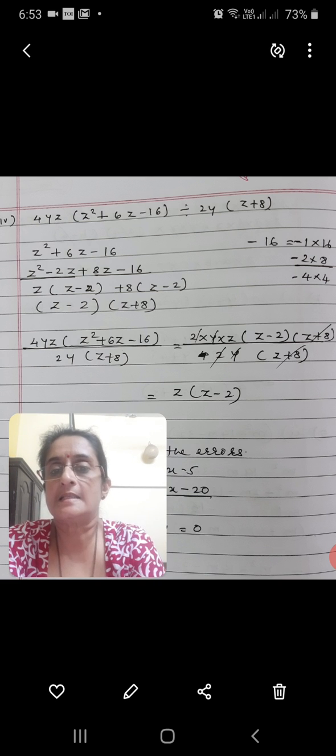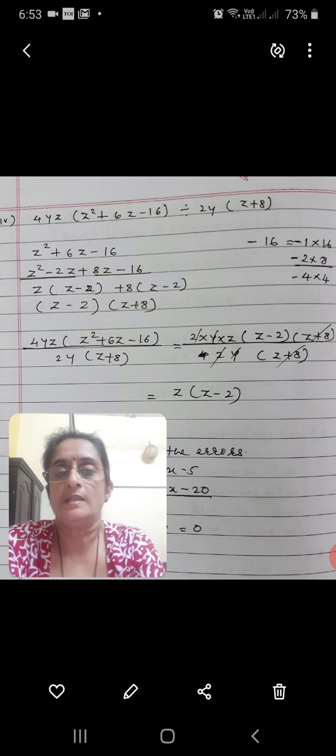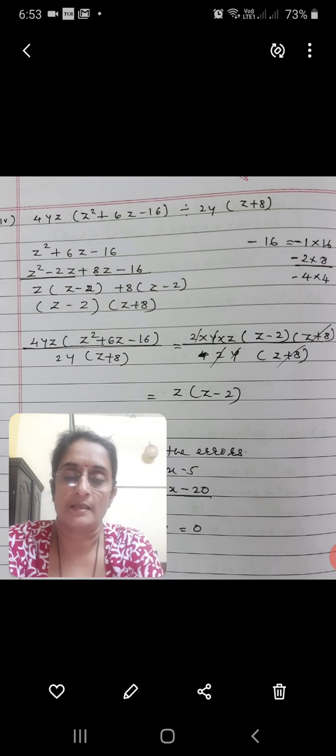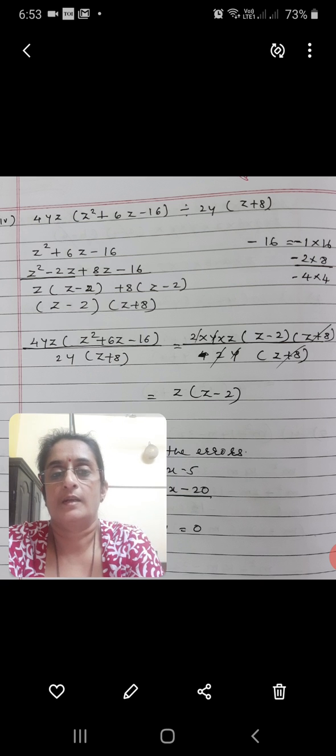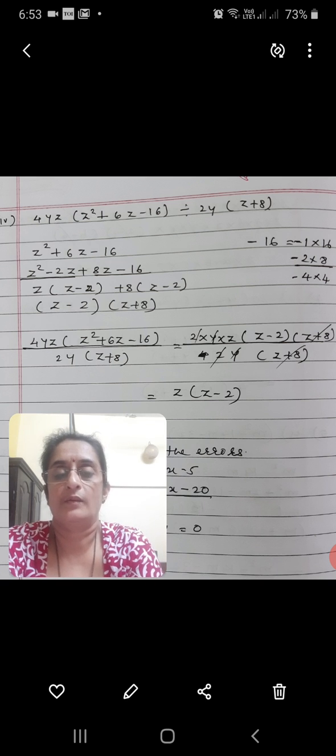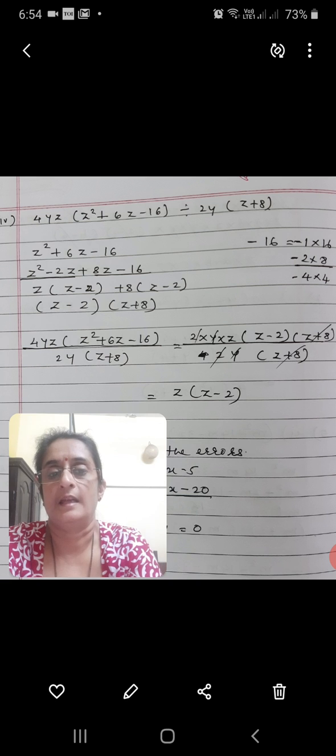So the middle term is 6z. We want 6. Which numbers' addition or subtraction gives you 6? 1 and 16: addition is 17, subtraction is 15. We don't want that. Take the second, 2 and 8: addition is 10, subtraction is 6. So we need 6. And the last one is 4 and 4: addition is 8, subtraction is 0. So the second one, 2 and 8, will be correct here. We want +6, so 2 will be minus, 8 will be plus.